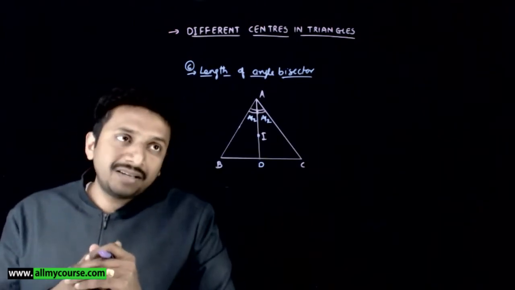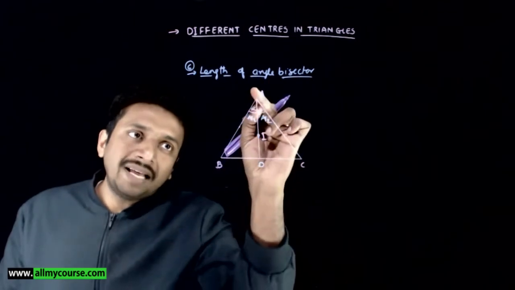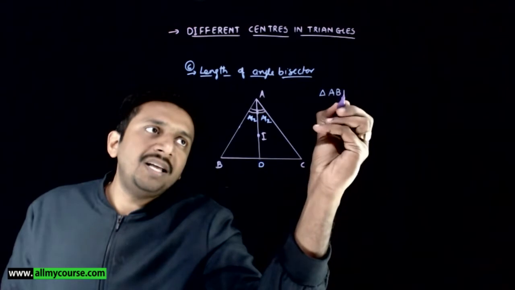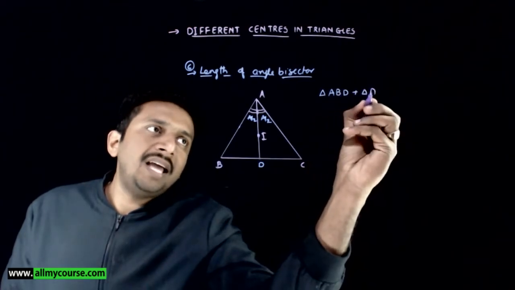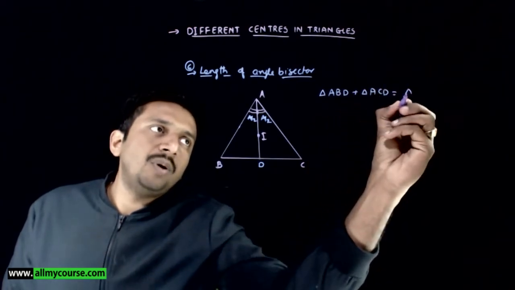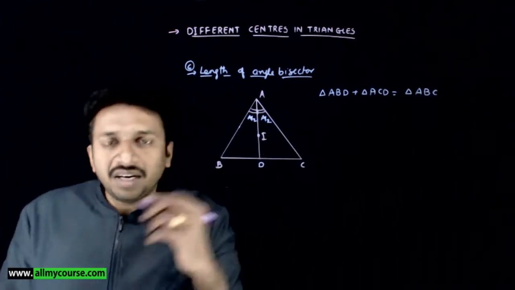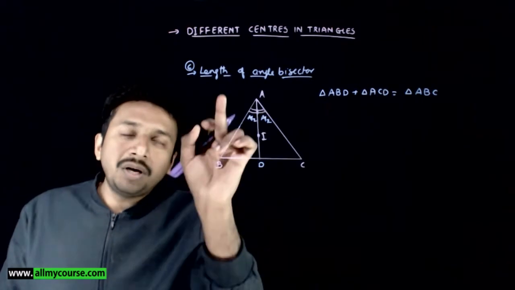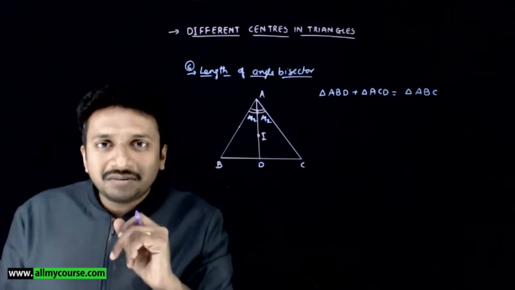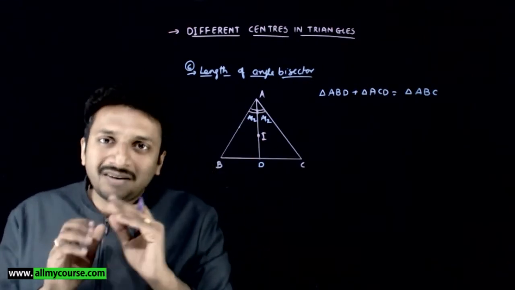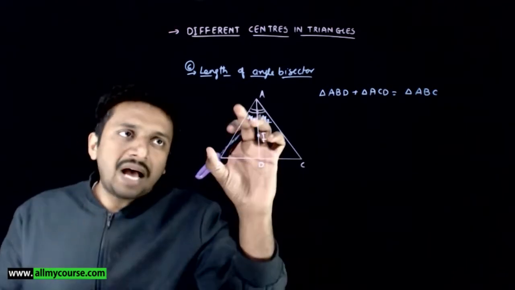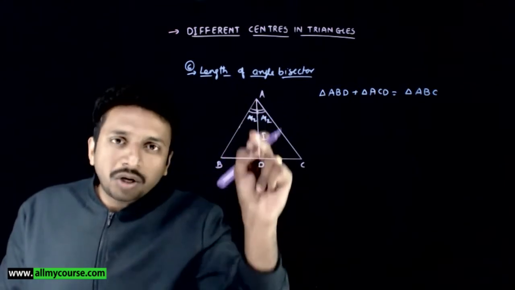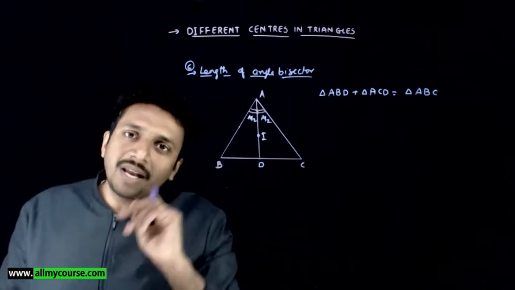So how do I find it? What is the area of triangle ABD? Triangle ABD area plus triangle ACD area is equal to area of triangle ABC, right? So what is the area of triangle ABD? I am going to find the length of the angle bisector, so I'll try to retain that angle bisector in the expression. Half into AB into AD times sine of A by 2. Half into product of two adjacent sides into sine of angle between them.